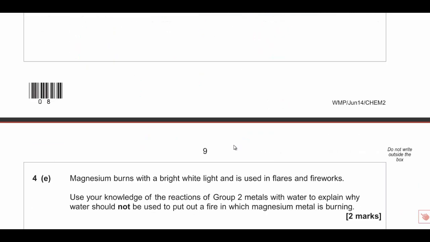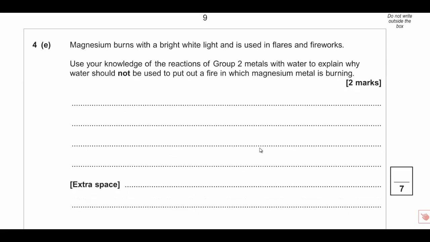Sodium can also be used in that process. Magnesium burns with a bright white light and is used in flares and fireworks. Useful. Use your knowledge of the reaction of group 2 metals with water to explain why water should not be used to put out a fire in which magnesium metal is burning. So I think it's probably at this point worth thinking, well, what happens? So magnesium in this reaction, magnesium add water. What do we get? Well, we produce magnesium hydroxide. Not particularly a worry. But we also produce, just make sure this is balanced.